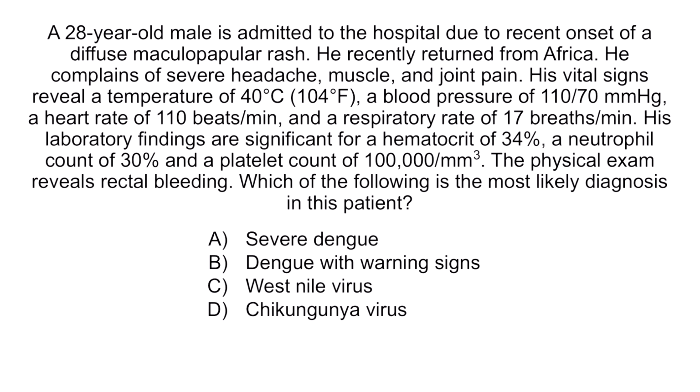A 28-year-old male is admitted to the hospital due to recent onset of a diffuse maculopapular rash. He recently returned from Africa. He complains of severe headache, muscle, and joint pain. His vital signs reveal a temperature of 40 degrees Celsius, a blood pressure of 110/70, heart rate of 110, and respiratory rate of 17. His laboratory findings are significant for a hematocrit of 34%, neutrophil count of 30%, and platelet count of 100,000. The physical exam reveals rectal bleeding.